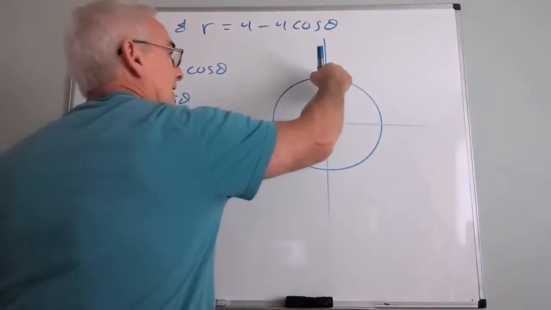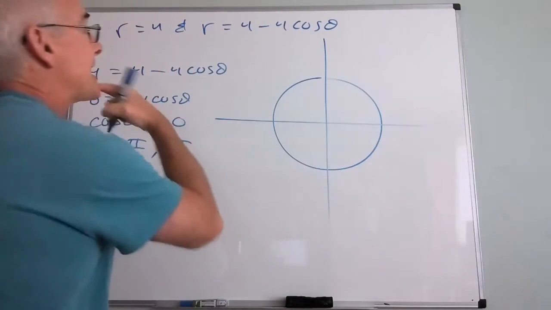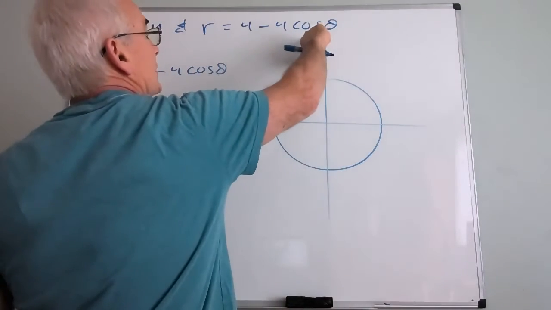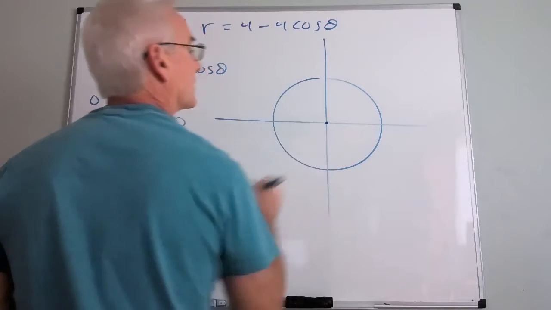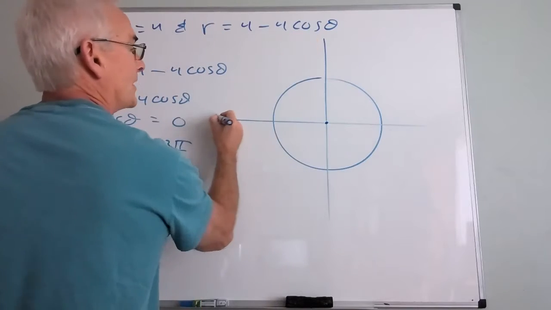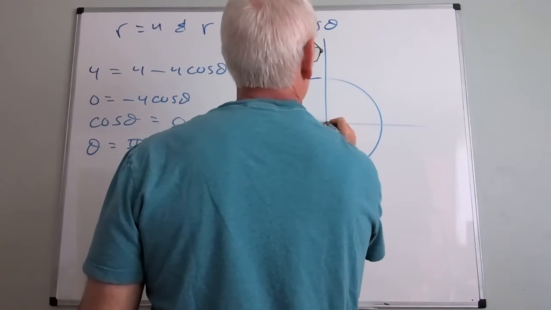Now, they intersect here and here. When theta is 0, I'm at 0. When theta is pi, I'm over here. Therefore, I know the graph's going to look like this.